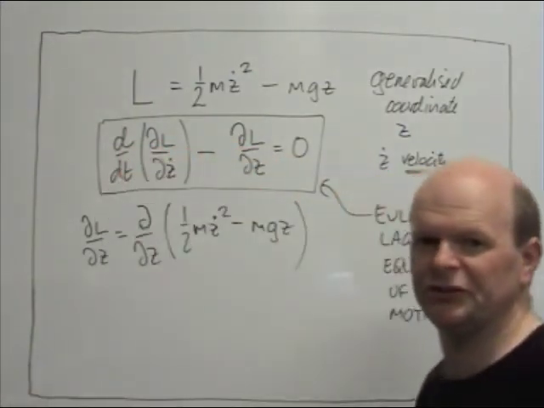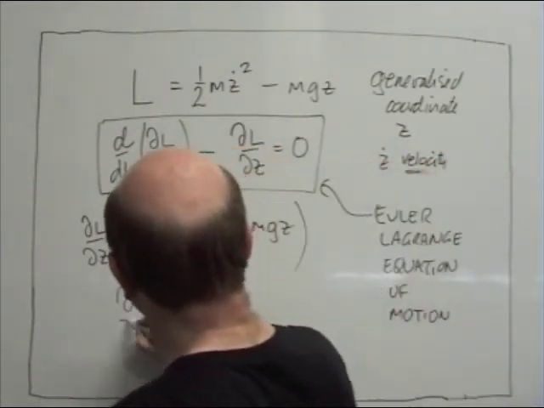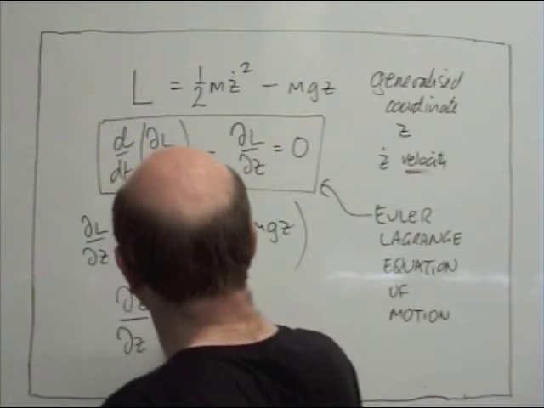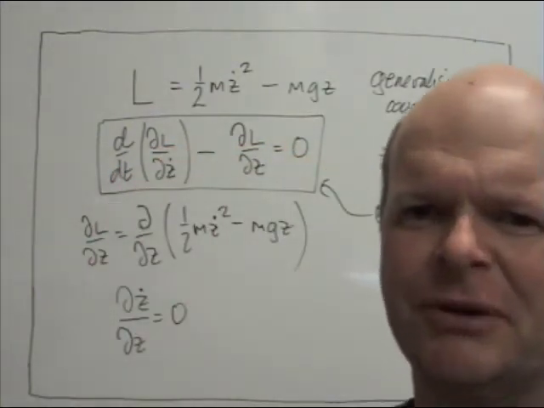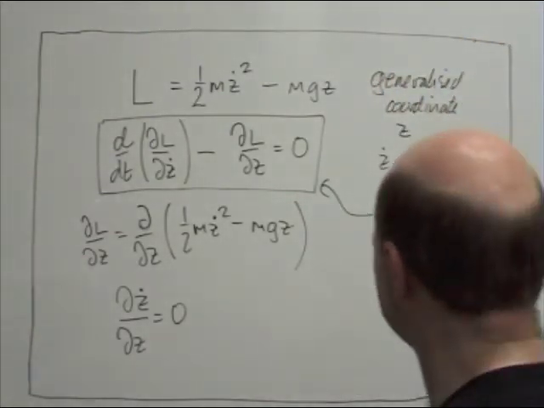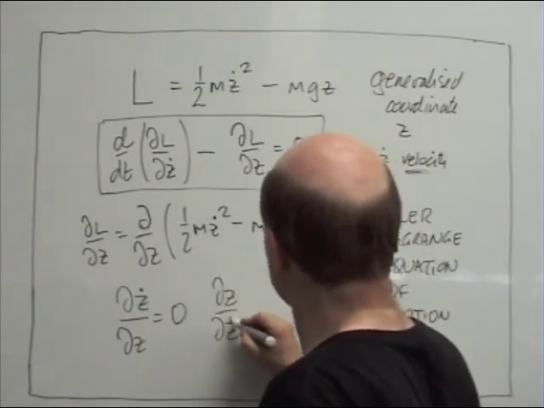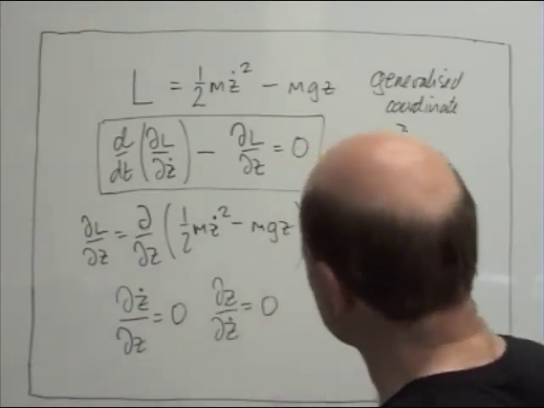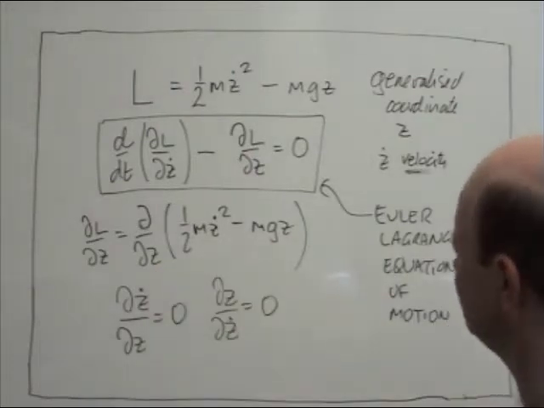Now, important point here, the partial derivative of z dot with respect to z is 0, because z and z dot, for the purposes of figuring out the equations of motion, are considered independent of each other. And similarly, the partial derivative of z with respect to z dot, well, that's 0 as well. So the fact that those 2 partial derivatives are 0 is itself a very useful thing, because it means you can simplify all of these kinds of partial derivatives.